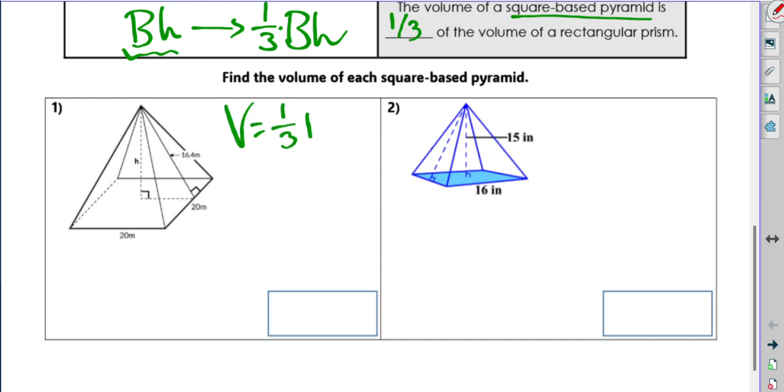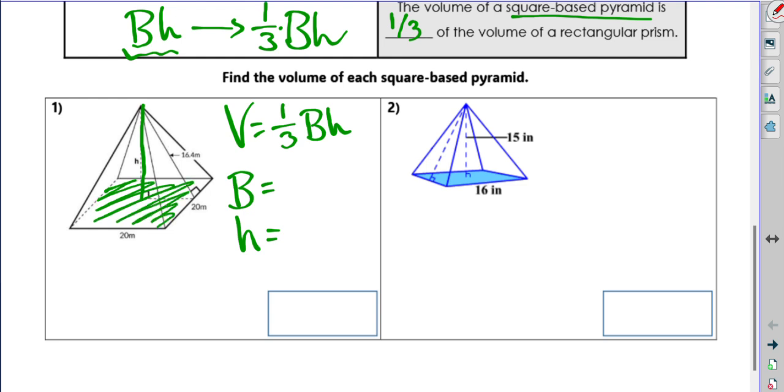Volume is 1/3 big B times H. We're going to need to figure out the area of the base, and we're going to need to solve for the height. We don't know either of those 2 numbers. Right now we don't know the height, and we don't have the area of the base. Let's do the area of the base first. That's the length times the width. Length times the width for the bottom, or 20 times 20. That equals 400. That's the area of the square on the bottom.